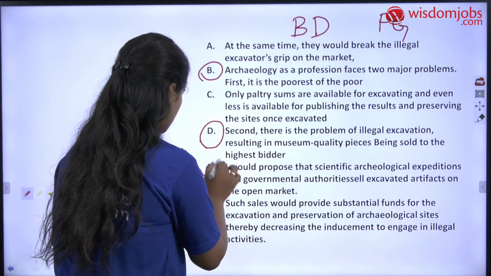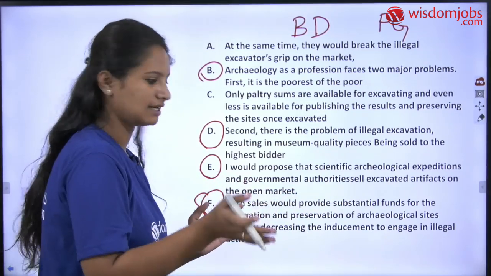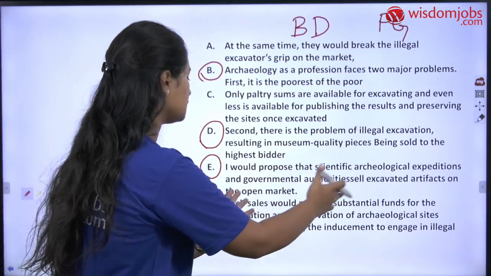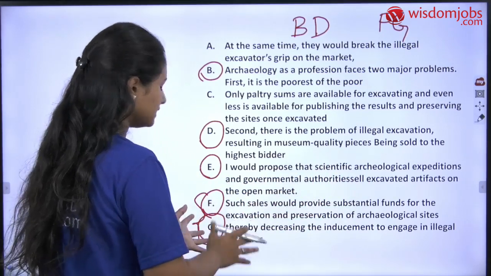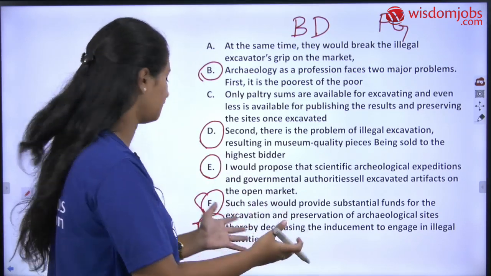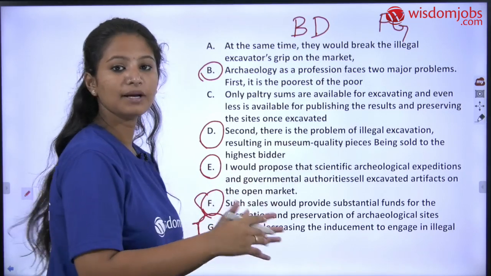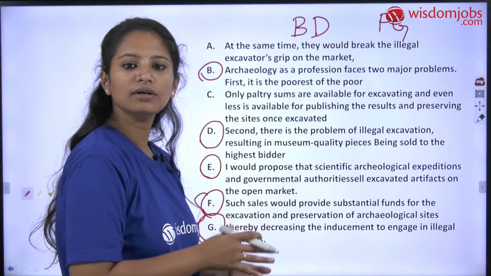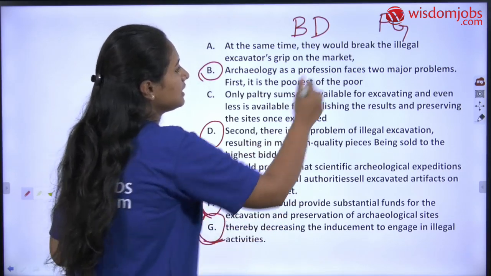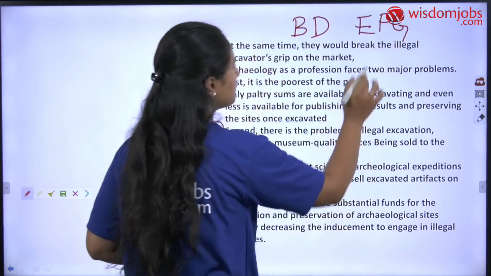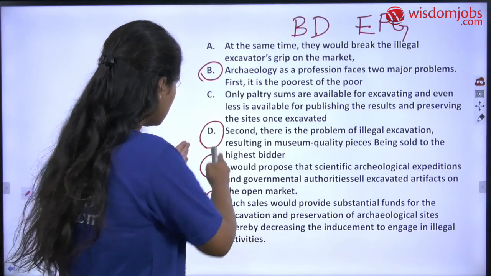So, EFG, here in F sentence there is an advice given where it's telling that such sales would provide substantial, there is a conclusion basically where it tells what happens if the E sentence happens, like read the E sentence. I would propose that somebody is proposing a statement and he is only telling what is the conclusion of it if that happens. So, EFG come together. So, basically G is actually your last sentence. So, now read from EFG.